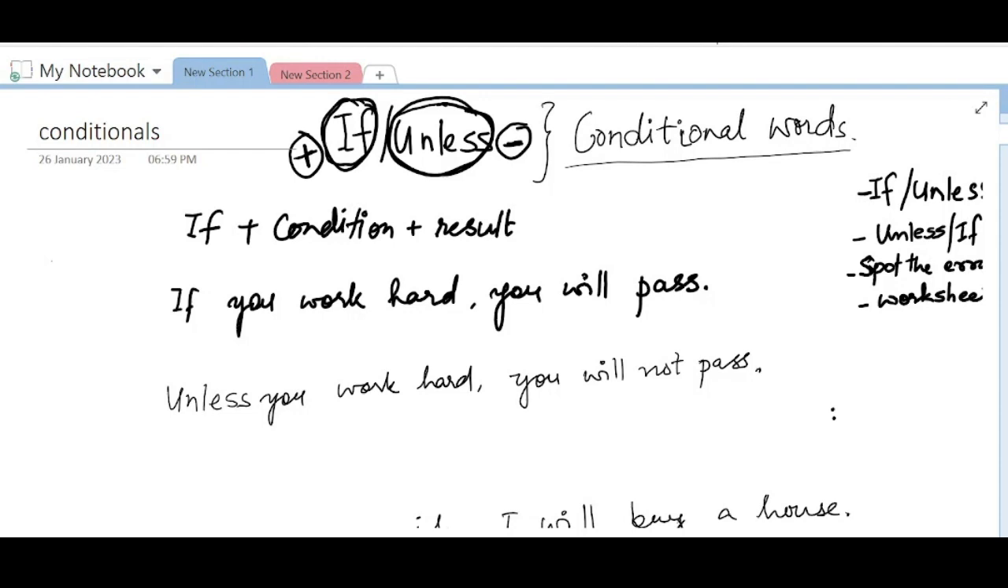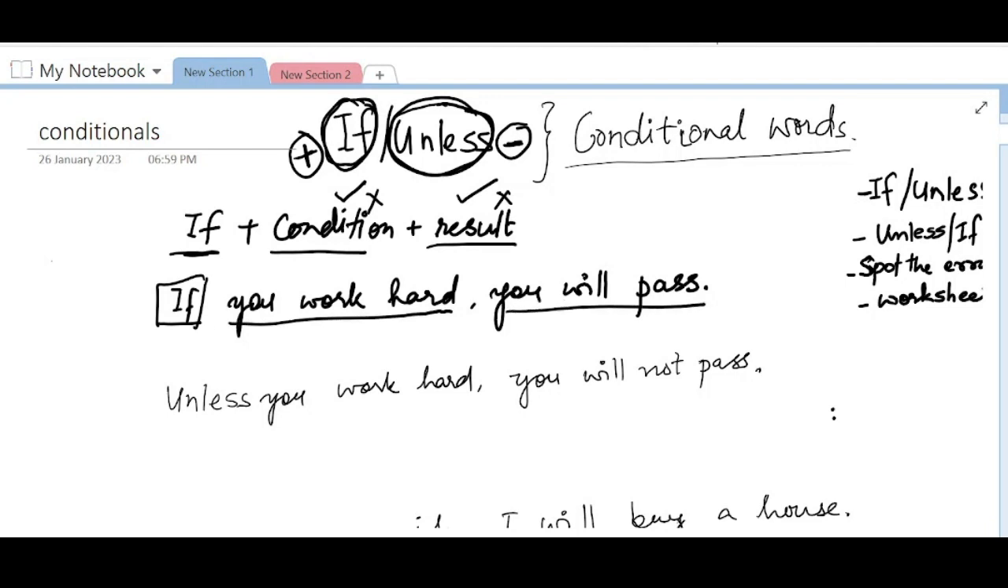Actually, a conditional sentence always begins with a conditional word, and then we have a condition, and then we have a result. If this condition is fulfilled, then we get the desired result. If this condition is not fulfilled, then we do not get the desired result. Right? So, for example, if you work hard, you will pass.